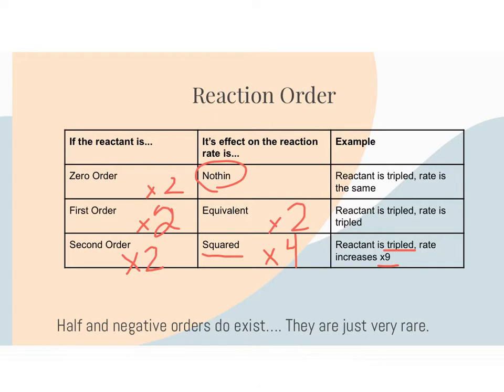There are also such things as half orders, which do weird half things and can do square roots and things. If I had a half order reactant and I doubled it, it'd be weird. They don't come up very often on the test. Negative orders affect it in a negative way. So if I doubled it, the rate would go down by half, which is not the usual thing to happen. So really the ones you need to know are these 3 up here. All right.